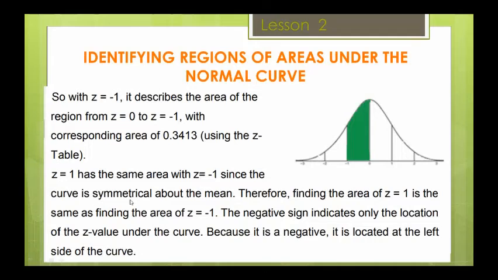So, the curve is symmetrical about the mean. Therefore, finding the area of z is equal to 1 is the same as finding the area of z is equal to negative 1. The negative sign indicates only the location of the z value under the curve. Because it is negative, it is located at the left side of the curve, so the area is from 0 to the left side. And then z is equal to positive 1: the area is from 0 to the right side of the curve, which is the positive side.